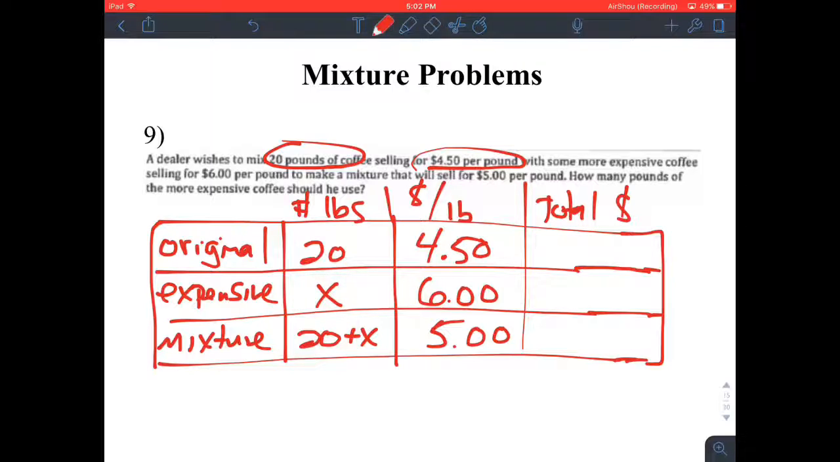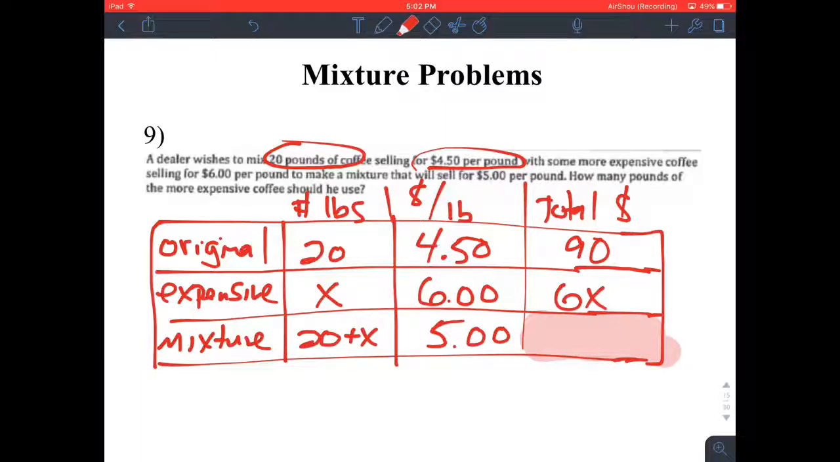Column on the right, the total money: if you take pounds times money, that gives you the total money. So 20 pounds times $4.50 is $90. X times $6 is going to be 6X. And then for this third one down here, this is the most crucial part.